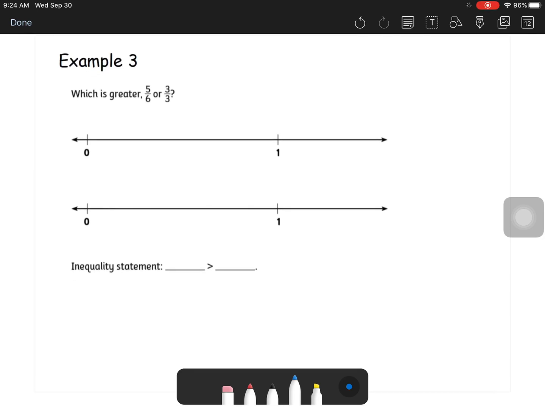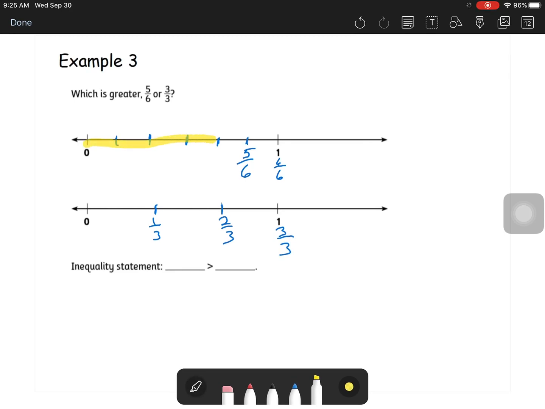Which is greater, 5/6 or 3/3? Now they gave us some number lines to kind of draw this out. So let's do sixths on this number line, and then we'll do thirds on this one. Okay. So if I do sixths, I'm going to cut it in half, and then I'm going to cut each part into thirds. So 1, 2, 3, 4, 5. This would be 5/6, right? And then the 1 would be like 6/6 there. Okay, and then for thirds, I got 1/3, 2/3, and then the 1 would be 3/3, right?